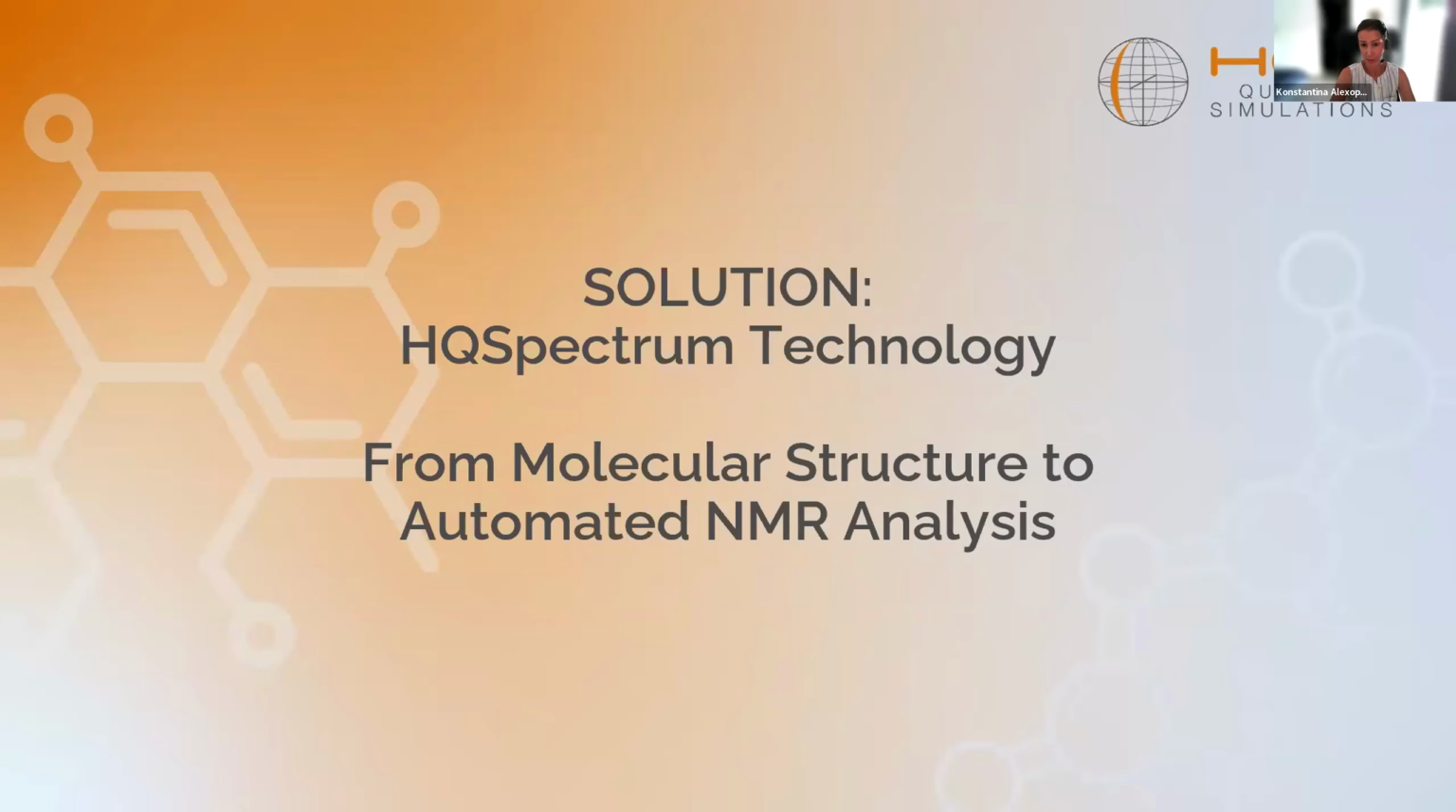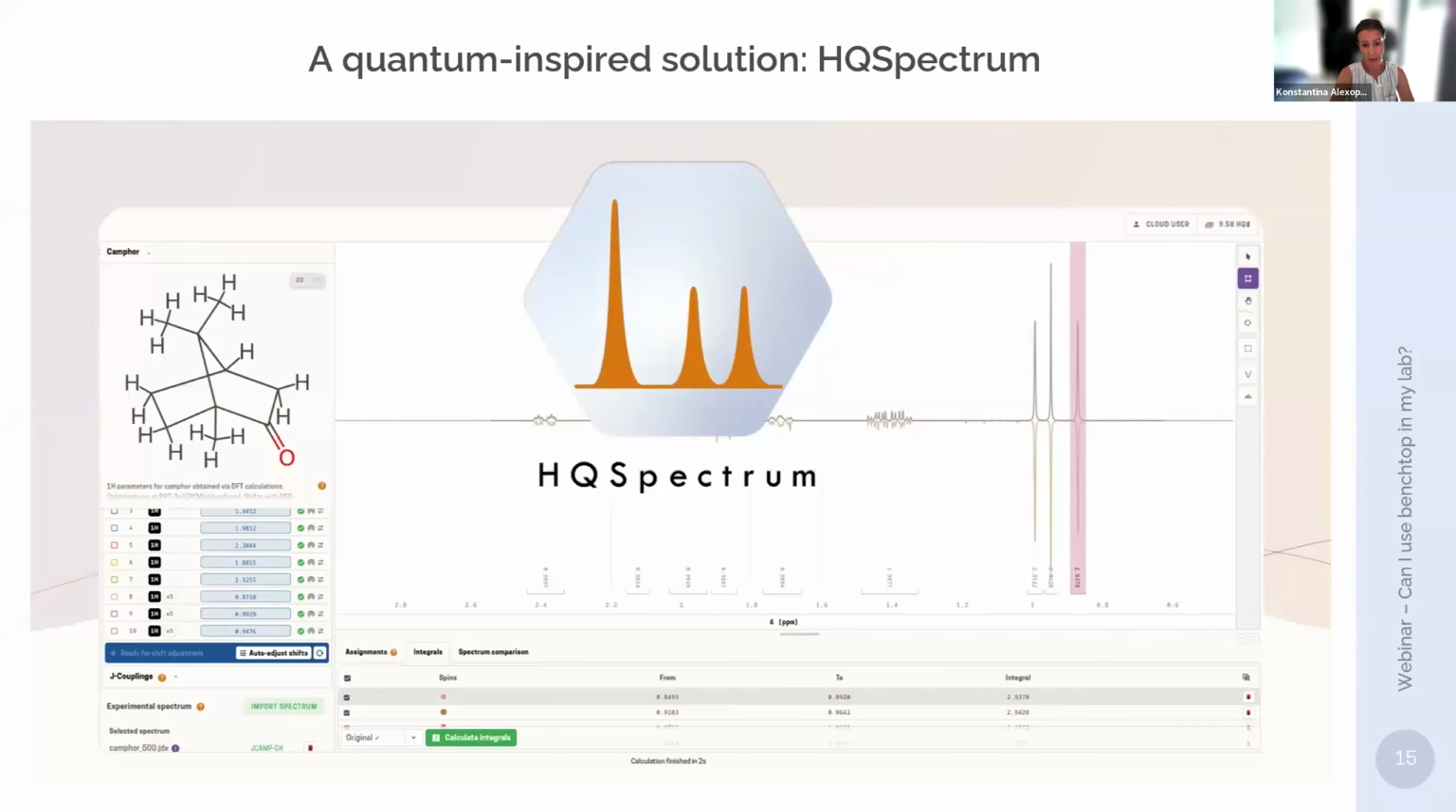So taking all these challenges into consideration, we developed HQSpectrum. HQSpectrum is a platform that bridges the gap between the molecular structures and the spectral interpretation and makes the NMR analysis faster, easier, and more reliable. HQSpectrum uses the phantom-inspired technology to generate accurate spectral predictions directly from the molecular structures, and it doesn't replace the expert knowledge, but it makes the opposite. It enhances the expertise by speeding up the interpretation process and making advanced NMR analysis accessible and efficient.